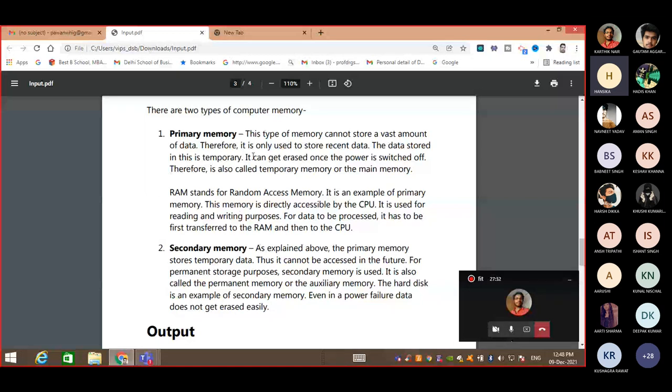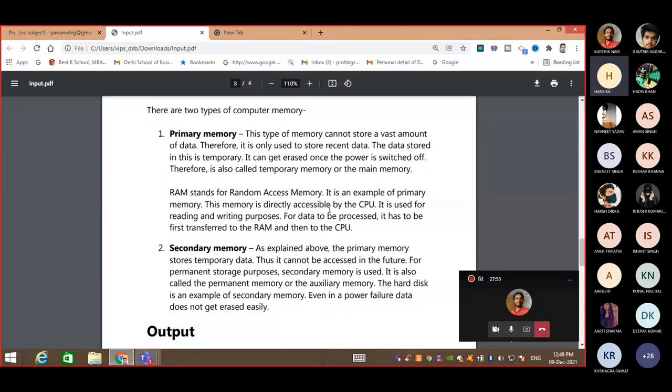RAM stands for random access memory. It is an example of primary memory. The memory is directly accessible to the CPU. It is used for reading and writing purposes. For data to be processed, it has to be first transmitted to the RAM and then to the CPU. So all the data which has to be processed is sent to the CPU through the RAM.